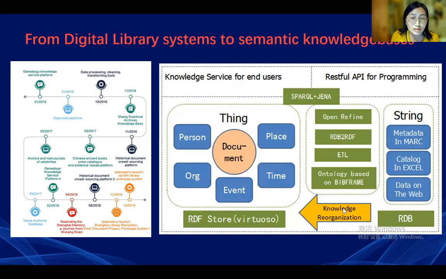Since 2015, we have developed many digital humanities projects one by one. We have transformed the silos of digital library systems into interlinked knowledge bases based on ontology and linked open data technologies. Until now, we have developed more than 20 knowledge bases with more than 300 million RDF triples.